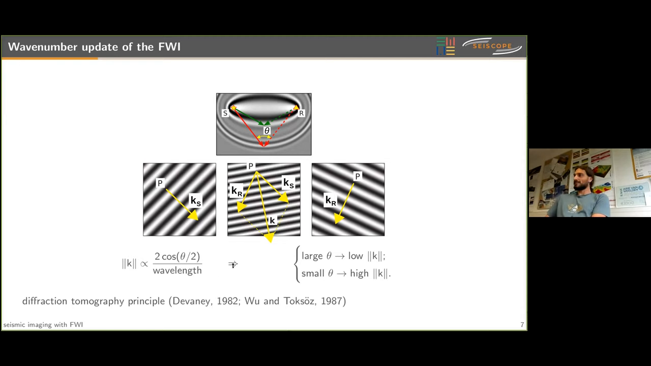And this analytical analysis tells us that large theta, so transmission, gives us low k, the smooth component, and small theta will give us high k, so details. And this is the principle behind diffraction tomography, which is used in full waveform inversion.